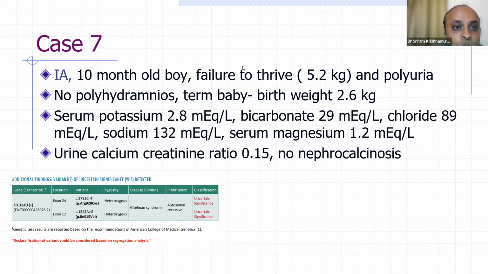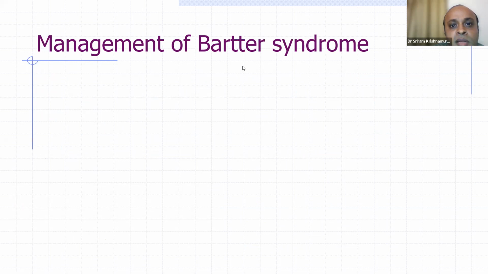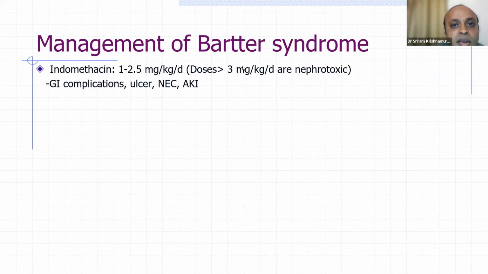So it's a 10-month-old child. Only a handful of reports of infantile Gitelman exist in the literature. Mostly Gitelman is at a much later age. So sometimes you can be wrong. When the urinary calcium creatinine ratio is high, you can rule out Gitelman, but when it is normal or low, you cannot rule it out. So here you have a Gitelman, and it was a compound heterozygous mutation in the SLC12A3 gene. Segregation analysis has also been done, and we found that the parents are carriers.